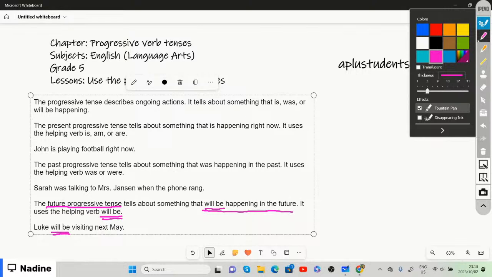Right? And that shows the future progressive tense, which describes the ongoing action that will be happening in the future. And yes, progressive tenses are our present, our past, and our future tenses, right? So the progressive tense that describes ongoing action tells us about the past, the present, and the future. And when we make mention of will be, then it is in the future.